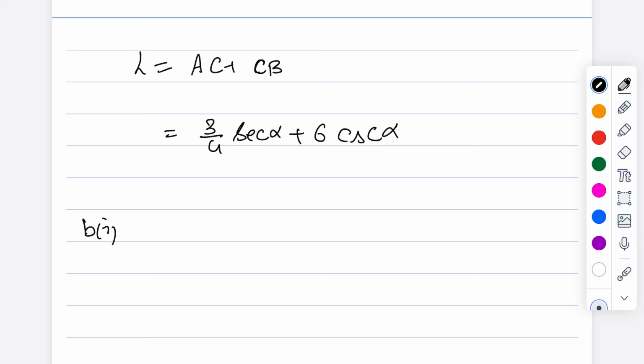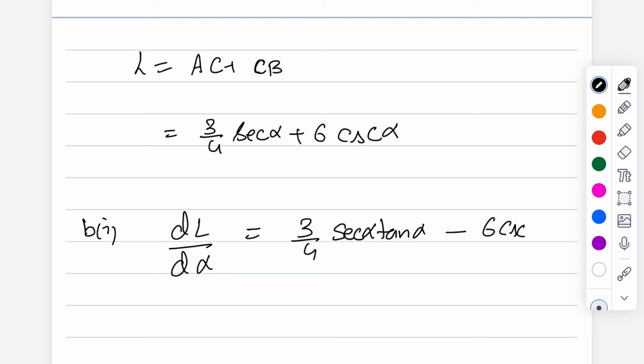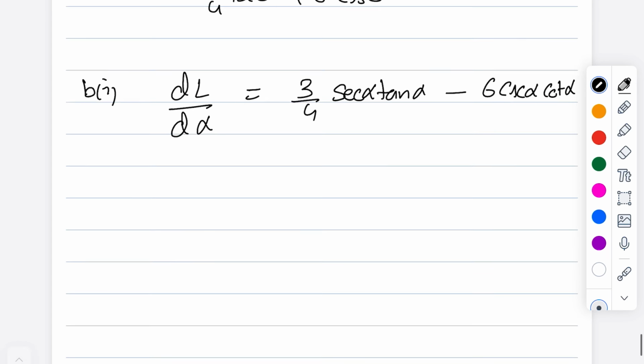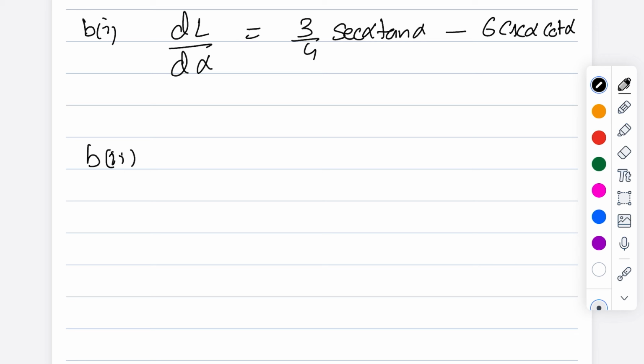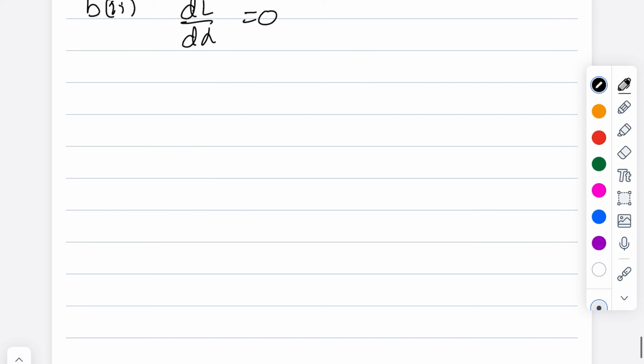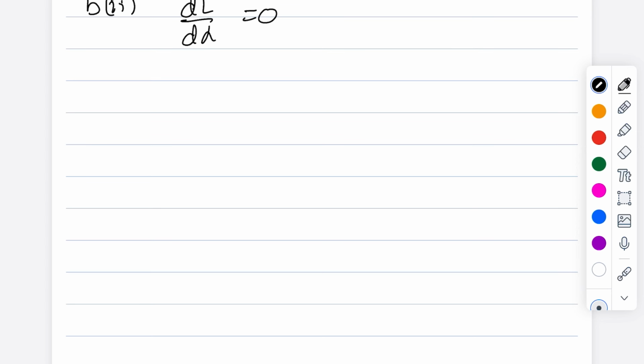Now B1. Find dL upon d alpha. So the derivative of 3 upon 4 secant alpha is 3 upon 4 secant alpha tan alpha. The derivative of cosecant alpha is minus cosecant alpha cot alpha. B2. dL upon d alpha equals 0. Show that alpha equals tan inverse of 2. So 3 upon 4 secant alpha tan alpha minus 6 cosecant alpha cot alpha equals 0.